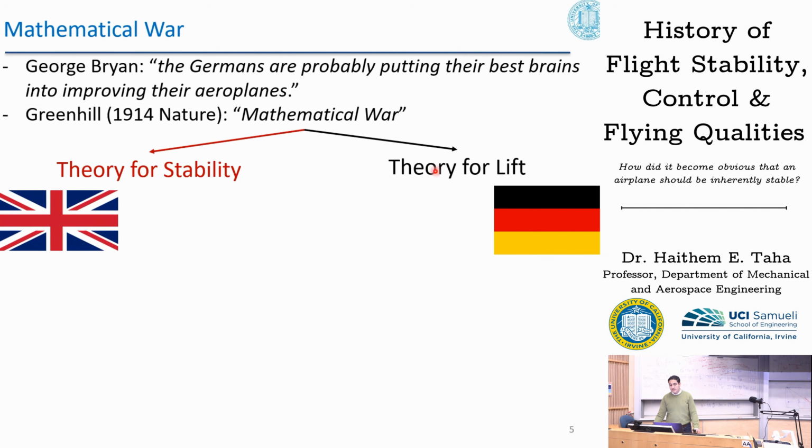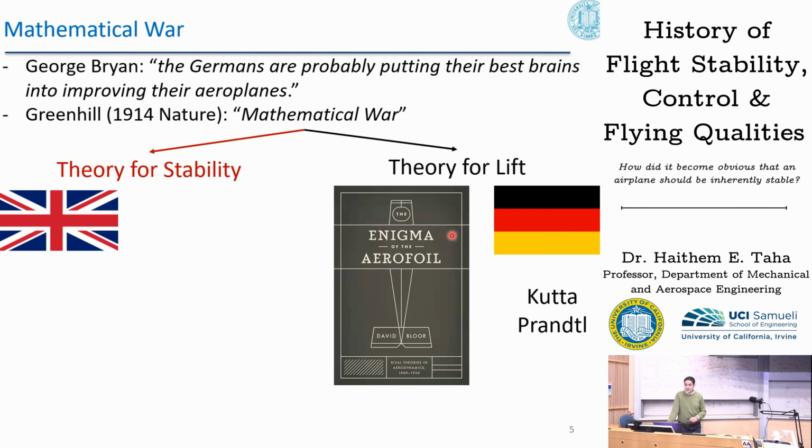The Germans won the mathematical war on lift, and this is why you see names like Kutta and Prandtl dominating our undergrad textbooks in aerodynamics, on how to compute lift and wing theory. And this particular war on the theory of lift is expressed in detail in this amazing book. I really highly recommend it to every single aeronautical engineer. And this is the book we summarized in the talk on the mathematical war.